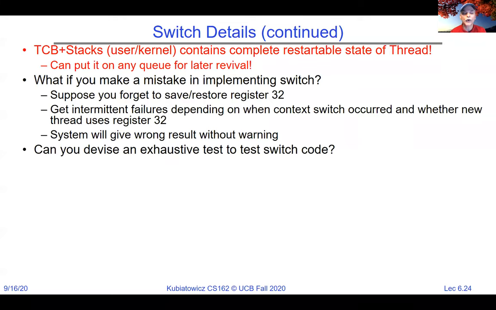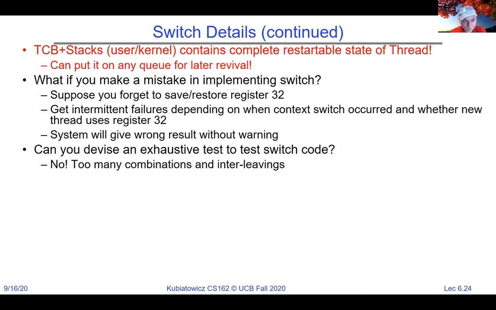Switch is extremely important. And the question might be, is there an exhaustive test that you could run of the switch code? The answer is no. You're going to have to look at that code, and then get other people to look at that code, and then look at that code again, over and over. It's not very long and it's not going to change much, but you have to be careful, because if that's wrong, the whole operating system is going to behave weirdly and you're not going to understand why.